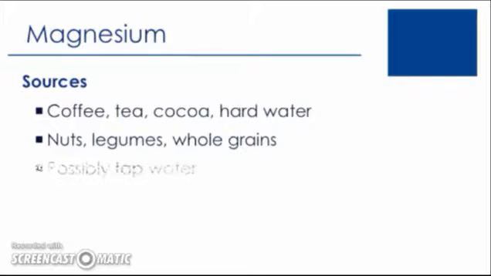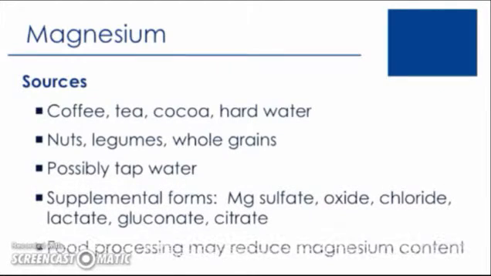We see here the food sources of magnesium. So we see it is contained in nuts and legumes and whole grains primarily. We also do see that it's found in coffee, tea, cocoa, and hard water, possibly also in tap water. Here are the forms that are contained in different dietary supplements. And also you can see that food processing may reduce magnesium content.